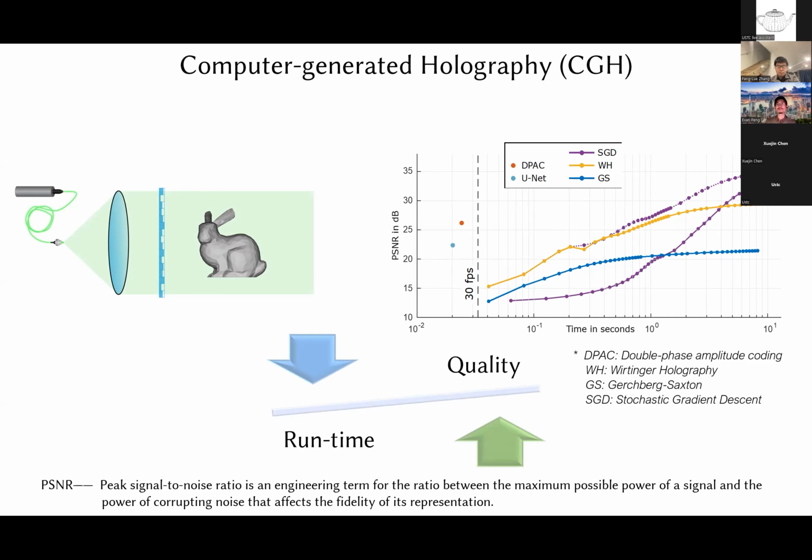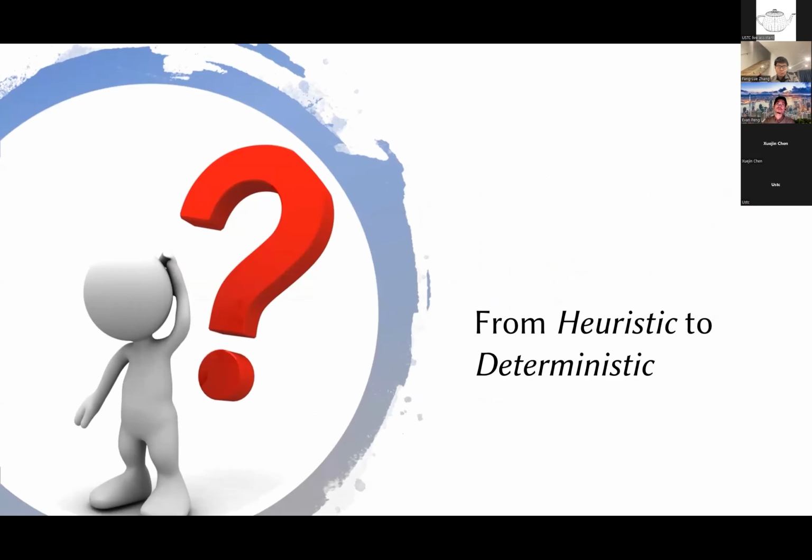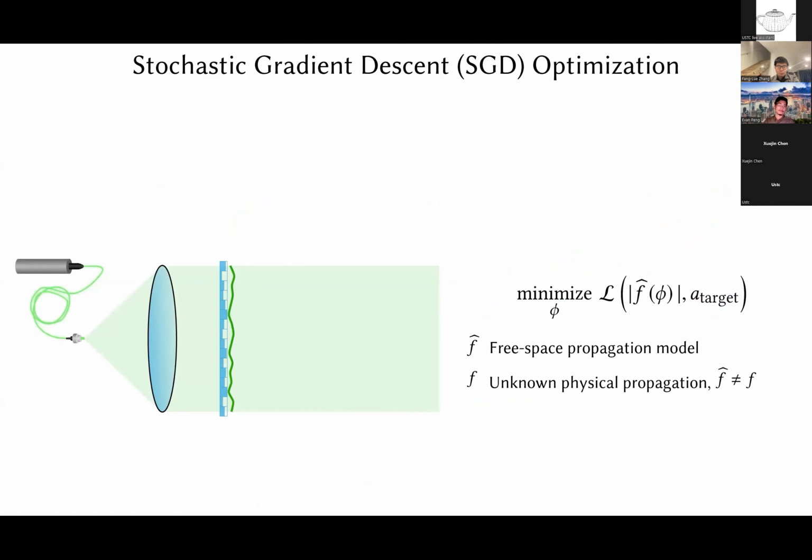Next, we can actually use the stochastic gradient descent method. A naive solution can achieve very good image quality. We have also developed a neural network-based holography, which we call the HoloNet architecture, that can achieve a similar quality, but in real time. So now we have already identified the problems. I'm going to show you how to do this from heuristic to deterministic.